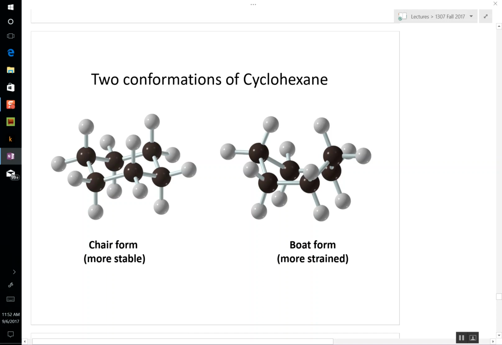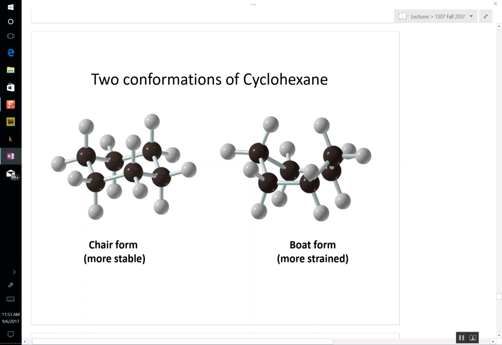Okay, what do we mean? Well, let's look at 4 of these carbons and put them in a plane. So you can see I've got a plane going through these 4 carbons. And if I bend this one down, bend the other one up, I've got a chair. Like a lounge chair sitting around the pool. There's the chair, there's the back of the chair, there's the legs. That's the chair conformation of cyclohexane.